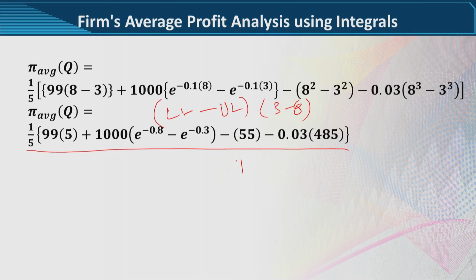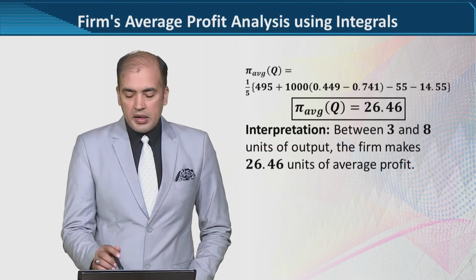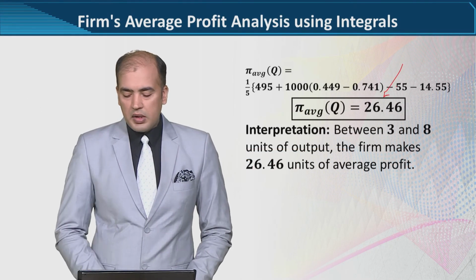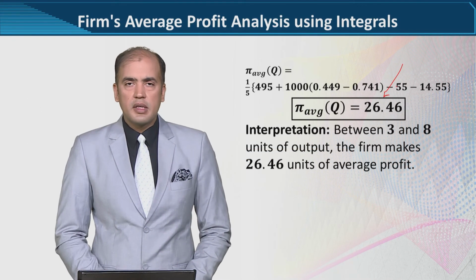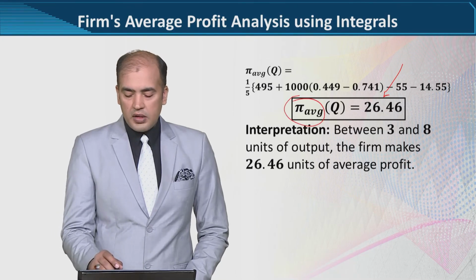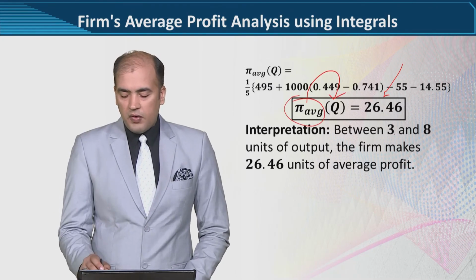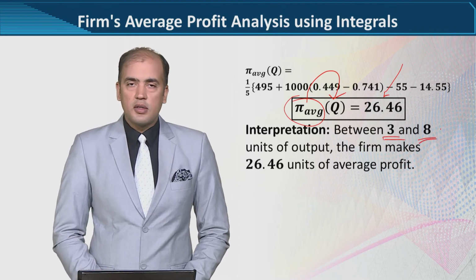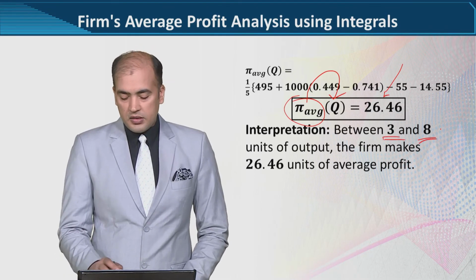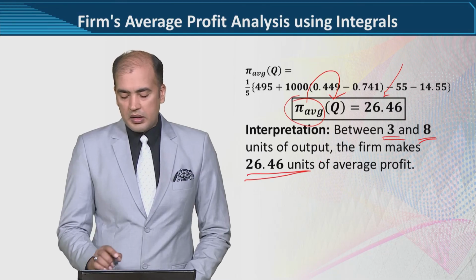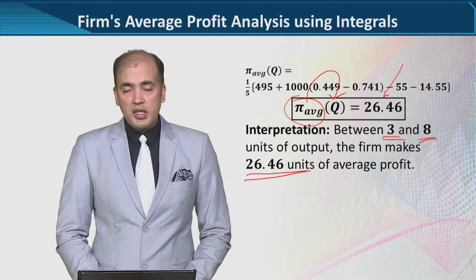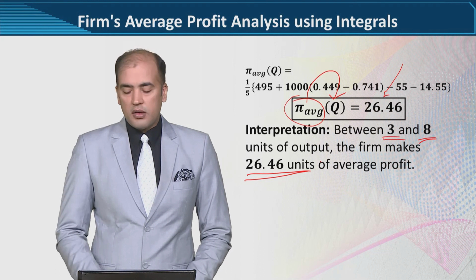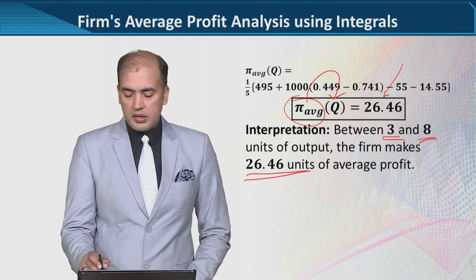So आप again इसको perform कर सकते हैं, verify कर सकते हैं, और finally हमारे पास जो answer आएगा, hopefully it will be 26.46. So it is the average profit from the output when the output is between 3 to 8 units of goods or services. So the firm is making 26.46 units in order to make the average profit equal to this amount.